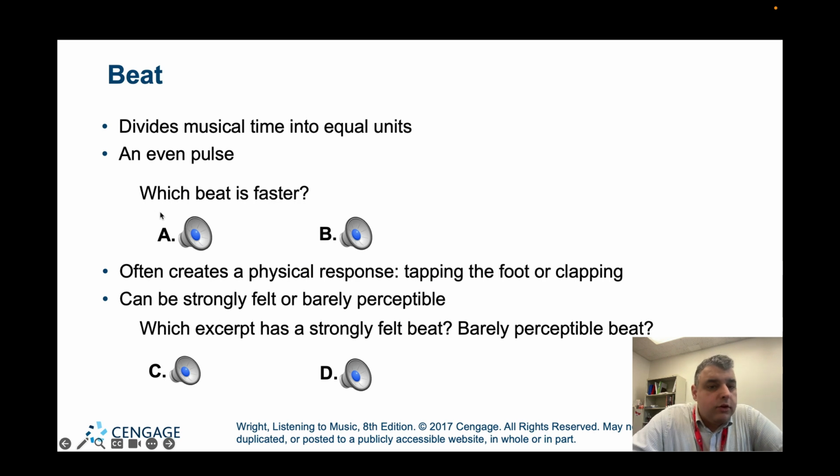So I'm going to play for you two versions of a beat, and I want you to listen and see which one is faster. The first one's going to sound like this.